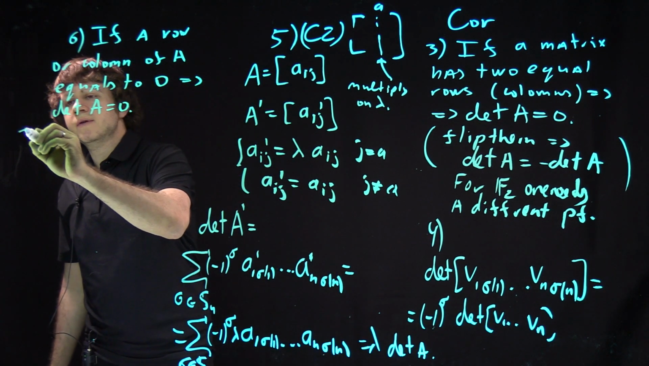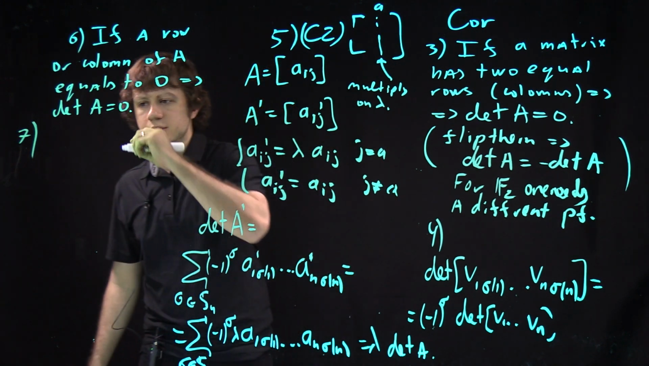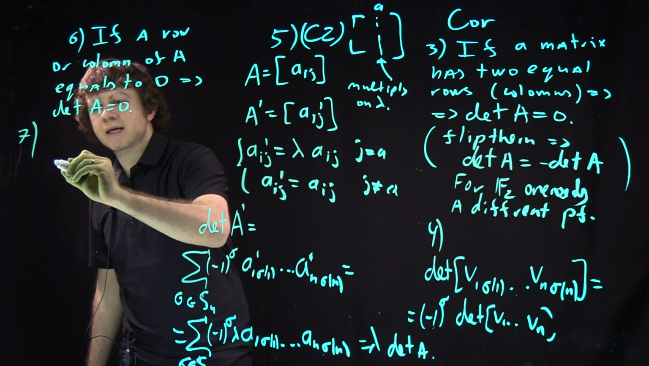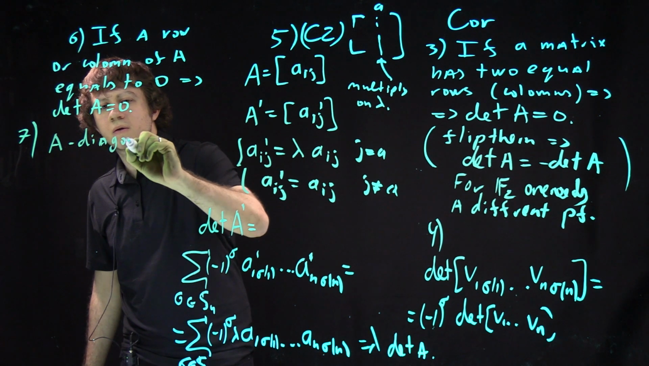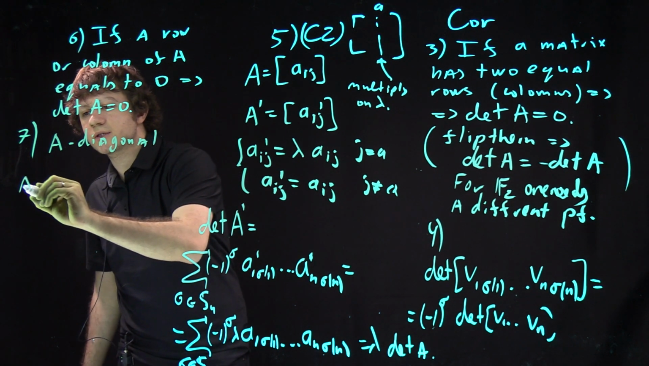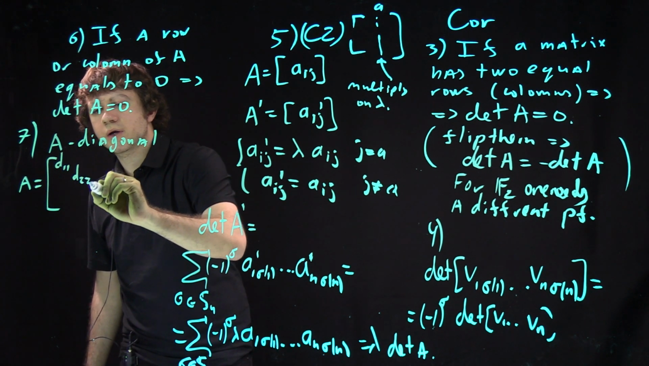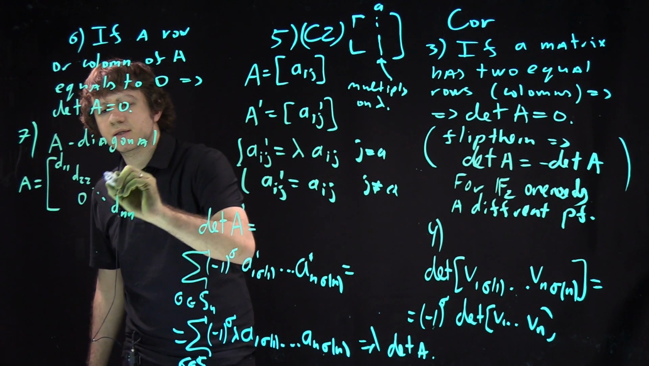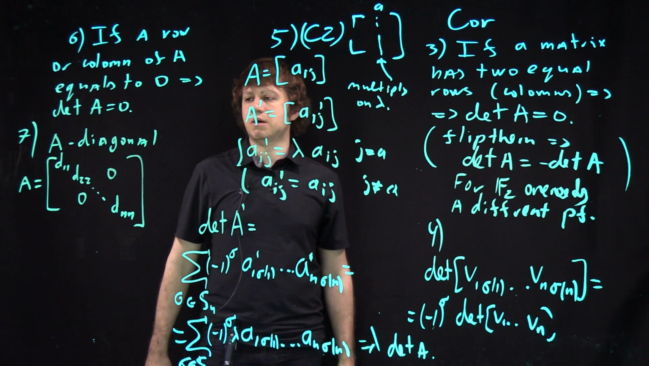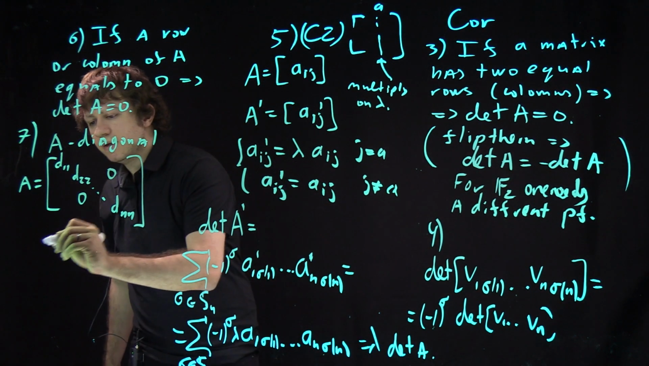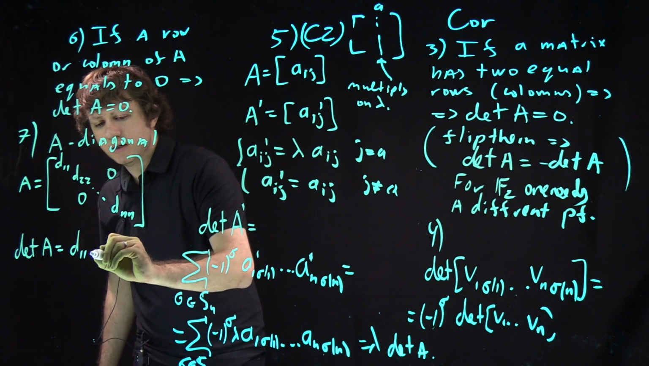So, okay, 7 is a little bit different, let me forget for a second about row operations. I will talk about it in a minute. So let's take A being diagonal. So A just equals d11, d22, and so on, dnn, and everything else is 0. Suppose it is just the diagonal matrix. Then the determinant of A is just d11 and so on, dnn.